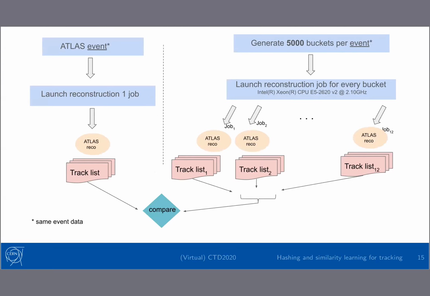And so then to compare, what we do is we reconstruct the same event once with the full Atlas reconstruction software. We get a set of tracks. And then for the other case, we split the event. We generate from each event 5,000 buckets using the methods that we described above. Then we run the Atlas reconstruction for each bucket, and we get a list of tracks for each of the buckets, which we can merge again. And then afterwards, we can actually compare apples to apples, how well we reconstructed each track.